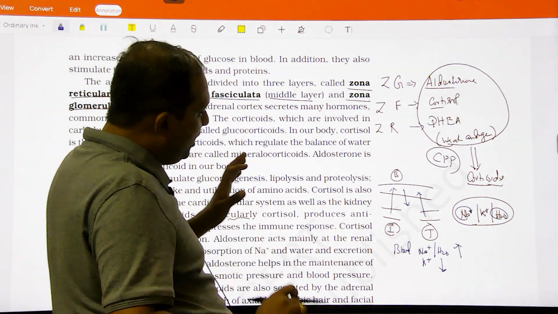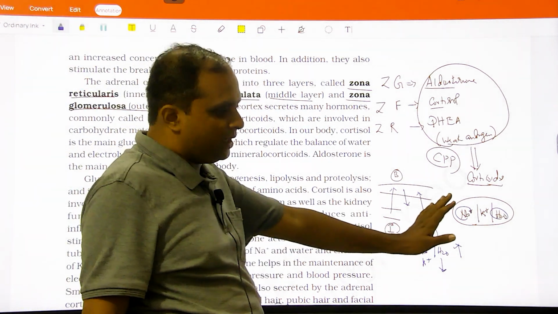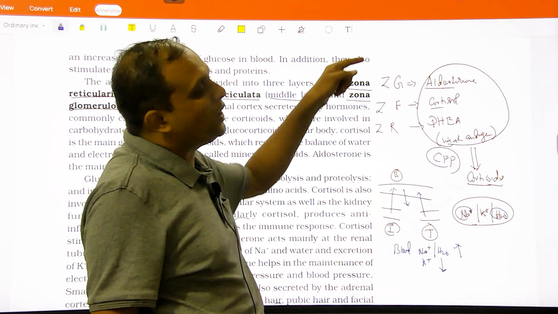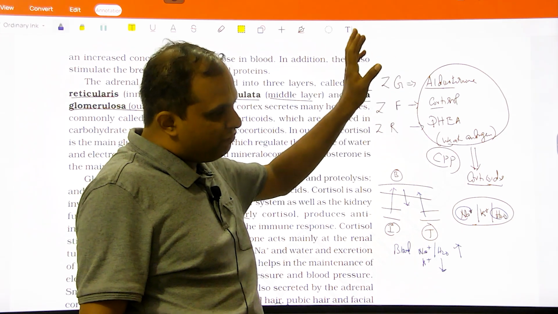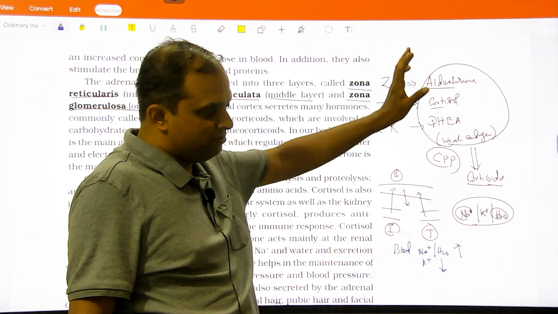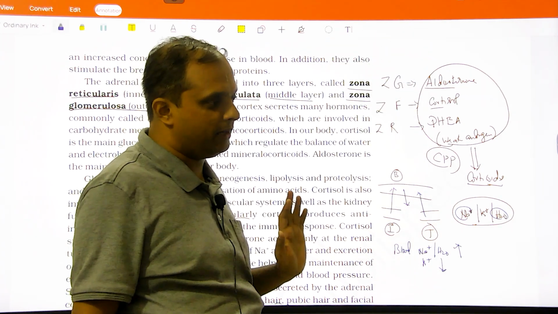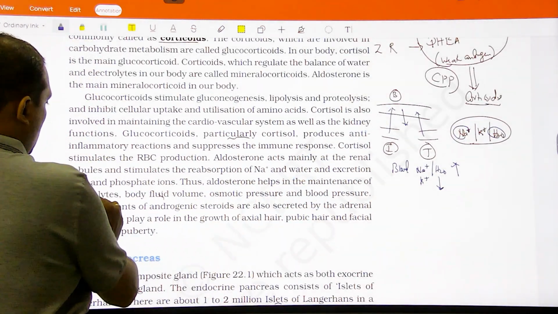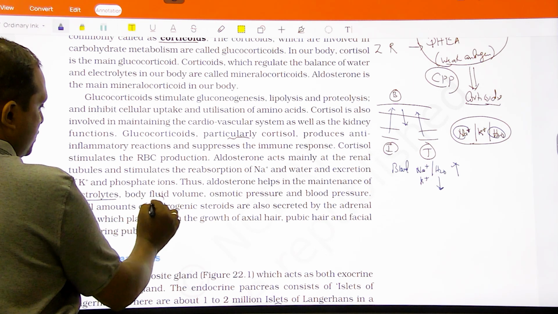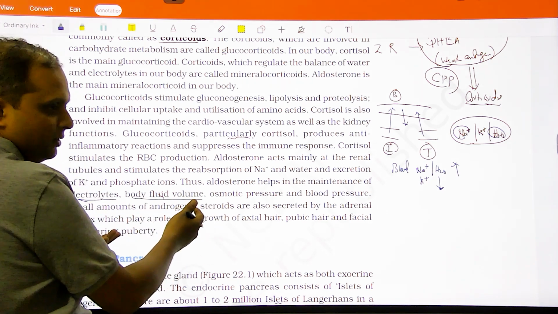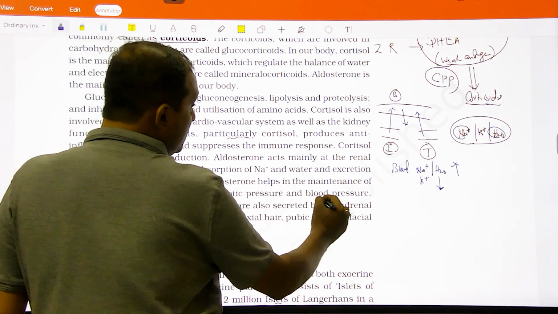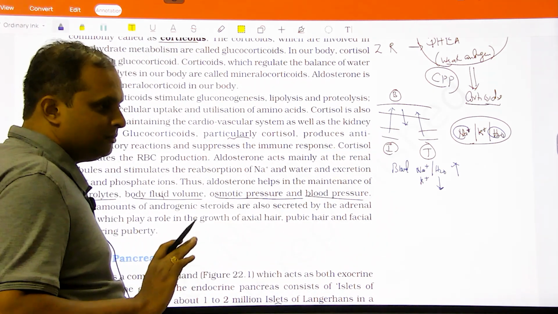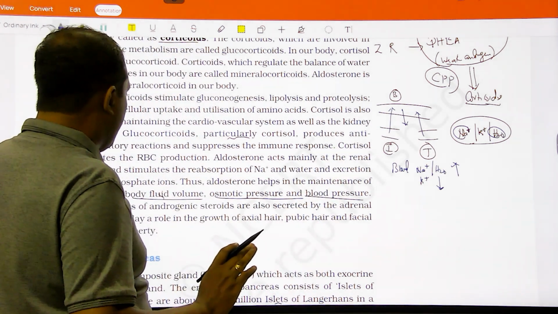So basically aldosterone is going to deal with the minerals. Which minerals? Sodium, potassium. Hence it is called a mineralocorticoid: a corticoid which deals with mineral metabolism. Aldosterone helps in maintenance of electrolytes, that is sodium, potassium, and blood fluid volume, which is nothing but water. Thereby osmotic pressure and blood pressure are maintained. Is that clear?